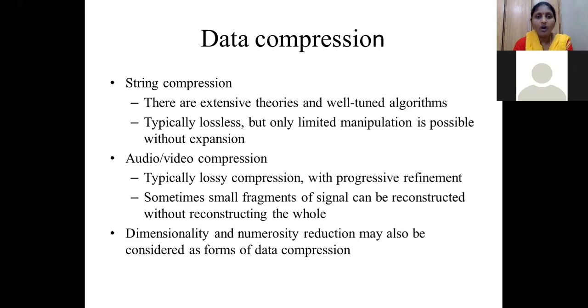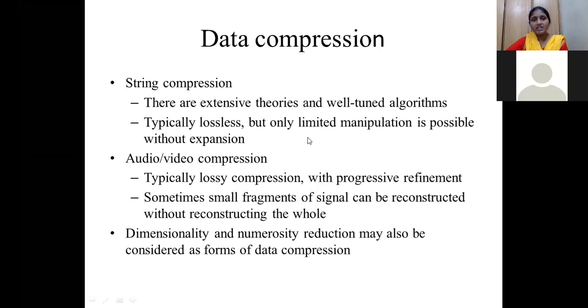Next, audio and video compression. As I have told, we are having different types of data: image data, text data, audio data, video data, like that. Each and every type of data has a different compression technique. The technique which we apply for text compression is not applicable for audio compression. For audio compression, we are having different techniques. For image compression, we are having JPEG compression methodologies.